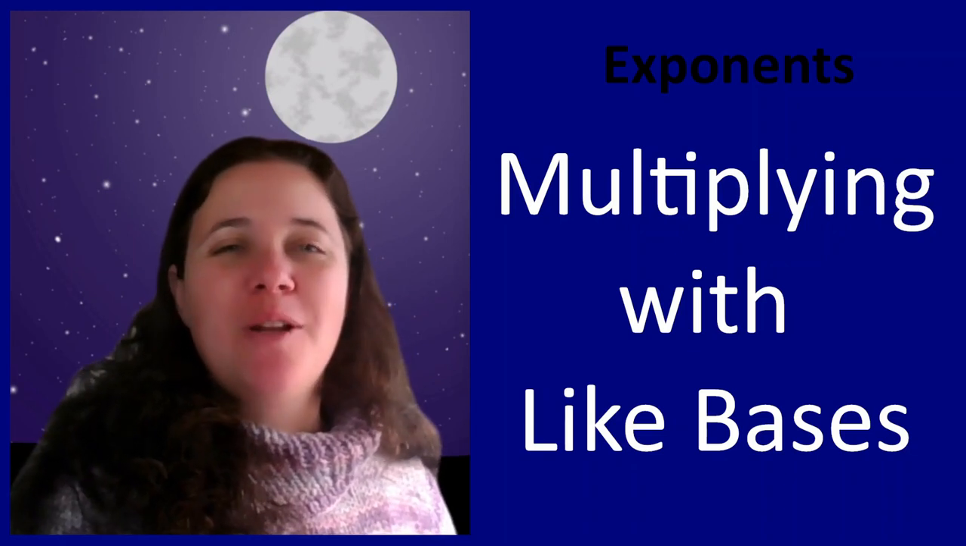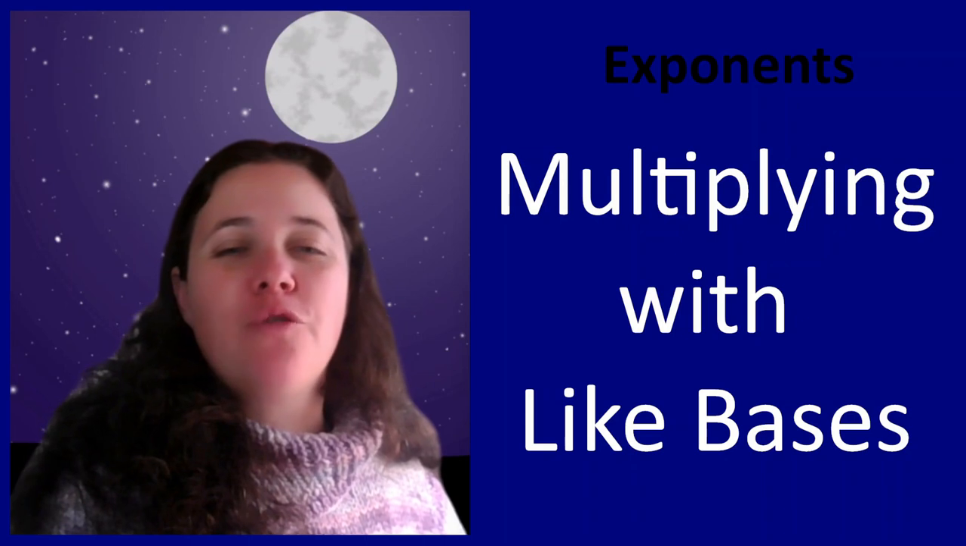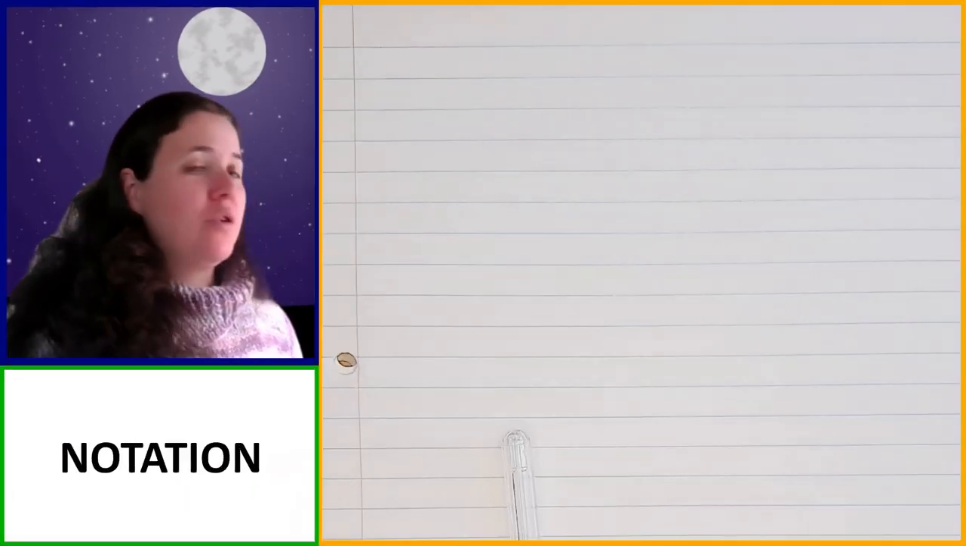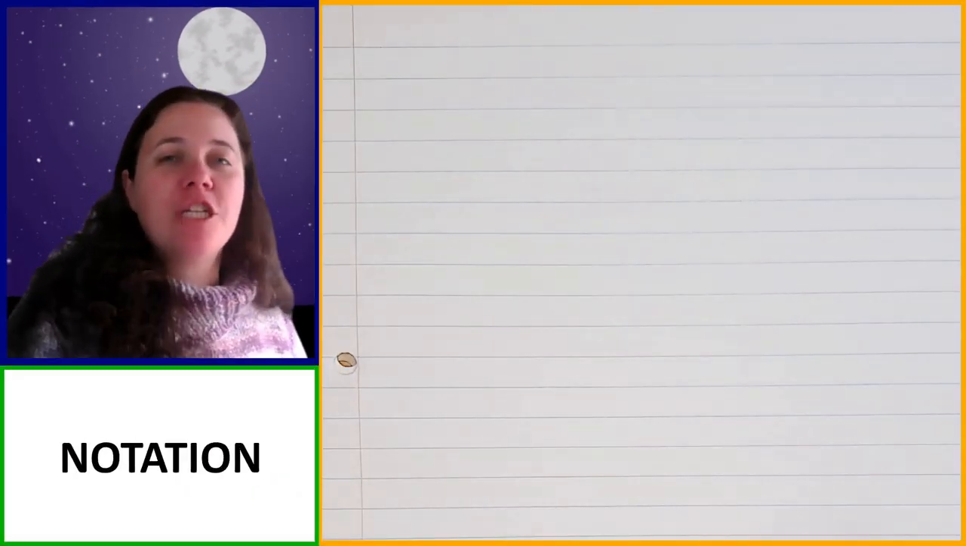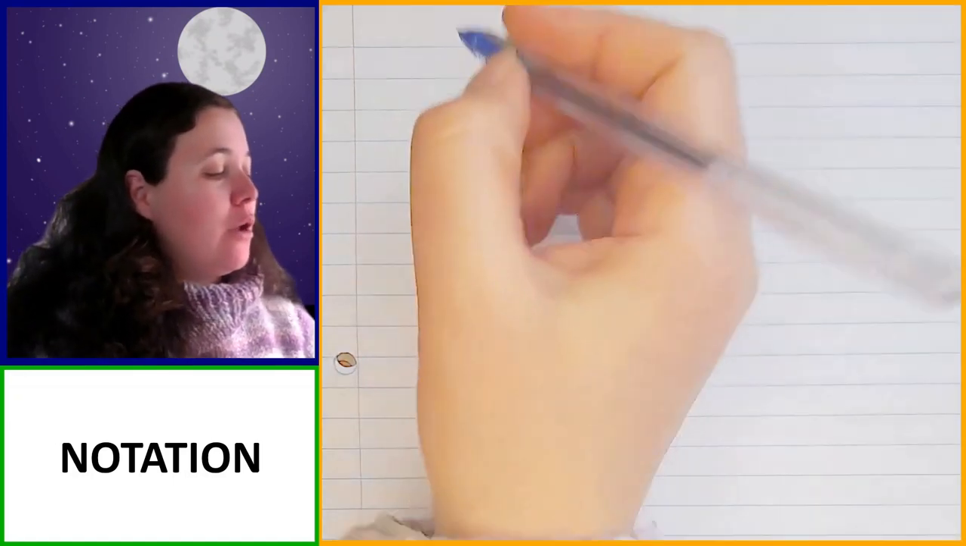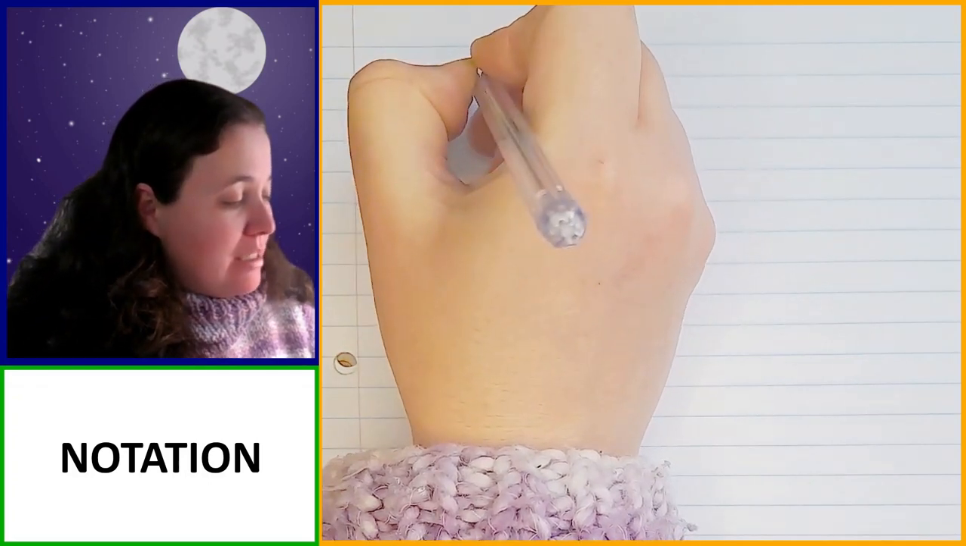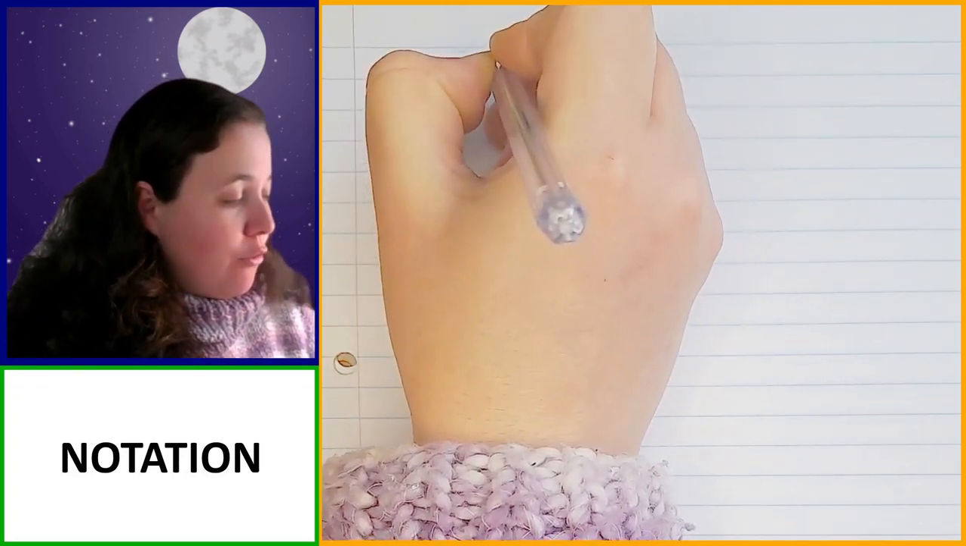Hi, today we're going to be learning about multiplying with like bases when we're working with exponents. We're going to start off by looking at some notation things. Notation just refers to the way that you write something. So when we are talking about exponents, you have something like this. We have 2 to the power of 5.